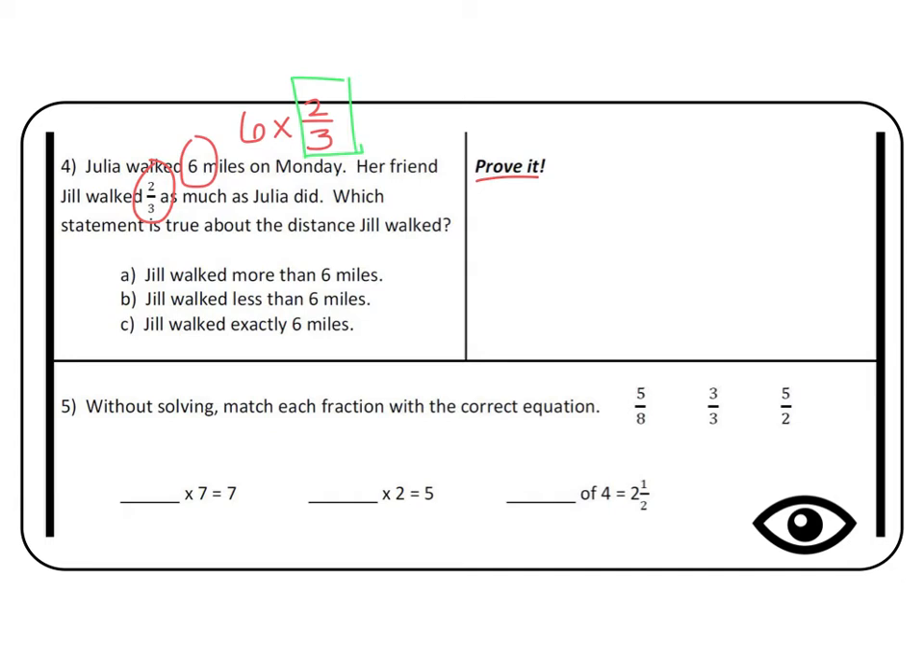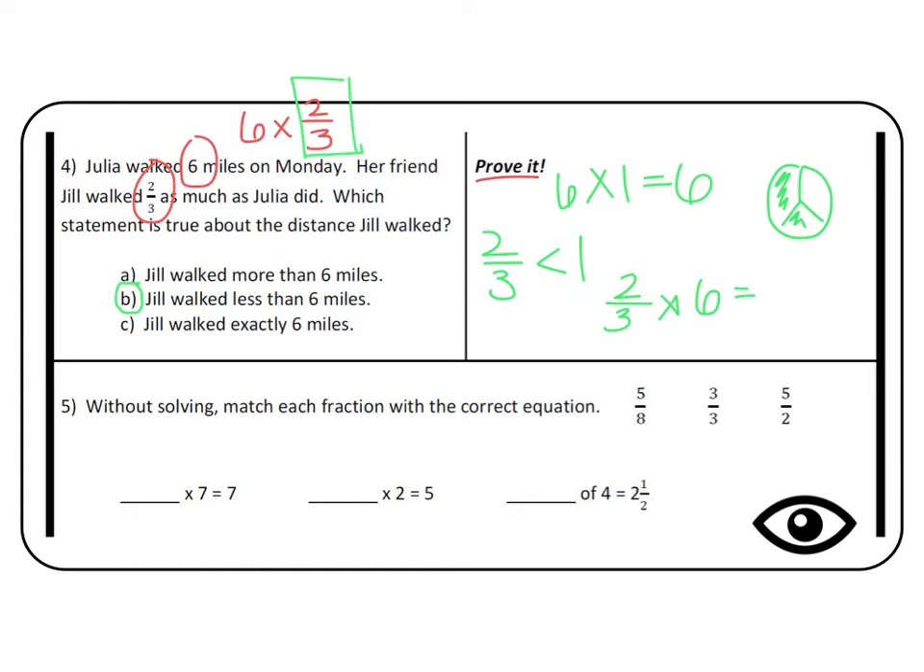So if I multiply 6 by less than 1, my answer should be less than 6, because 6 times 1, well, that's our proof, right? So 6 times 1 would be 6. And 2/3, let me draw a picture. You don't have to prove it like this, but 2/3 would be less than 1. So if I say 2/3 is less than 1, then 2/3 times 6 is going to equal less than 6.